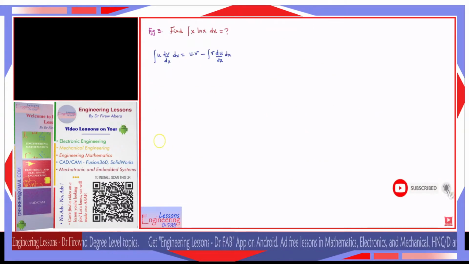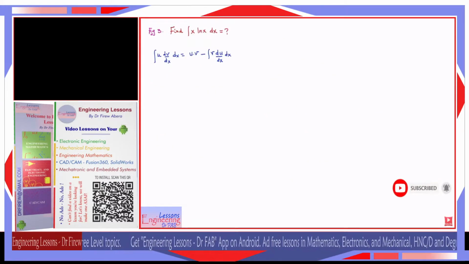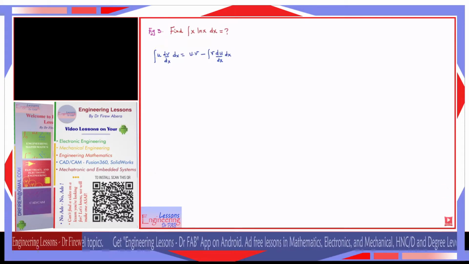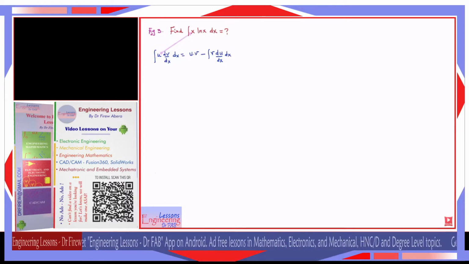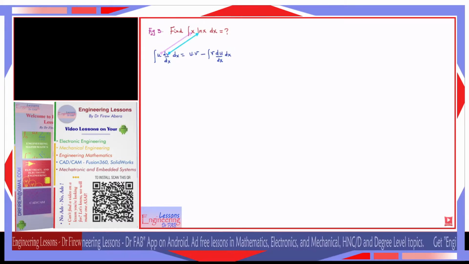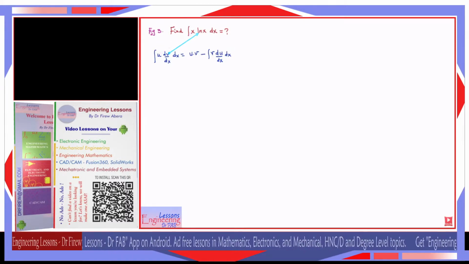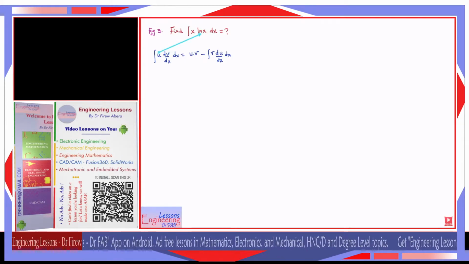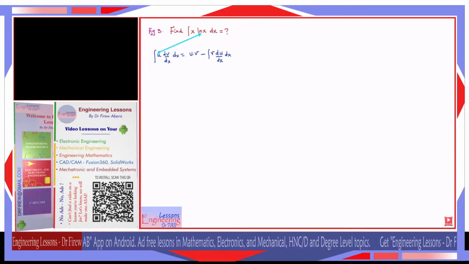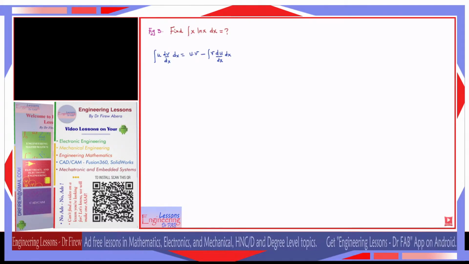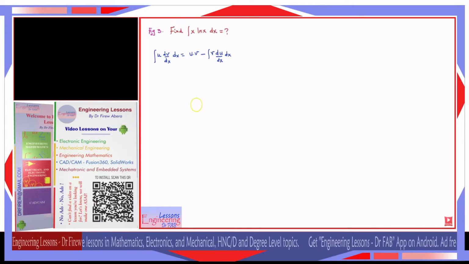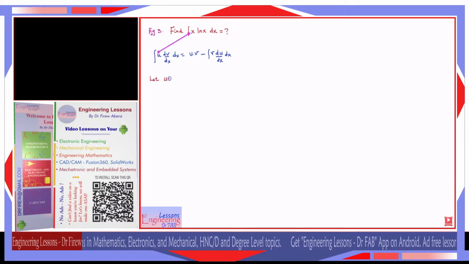Okay, so by taking this example 3, let's try to see that assuming u to be x and dv by dx to be ln x, or the other way around, which is assuming u to be ln x and dv by dx to be x, will result in the same outcome. Let's start by assuming u be x.